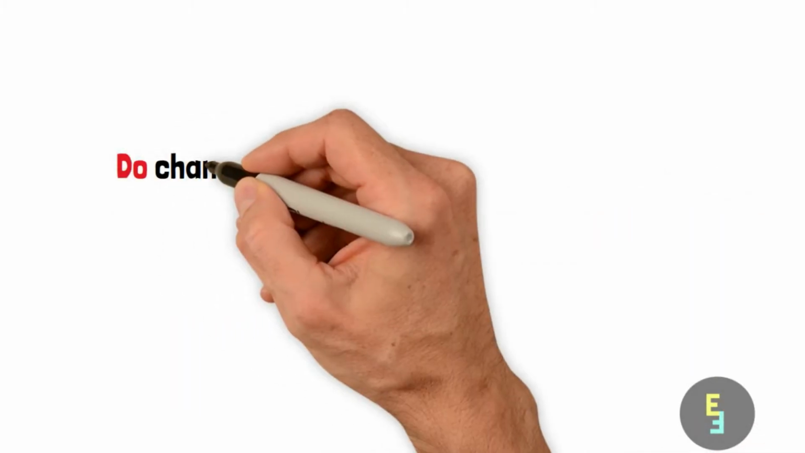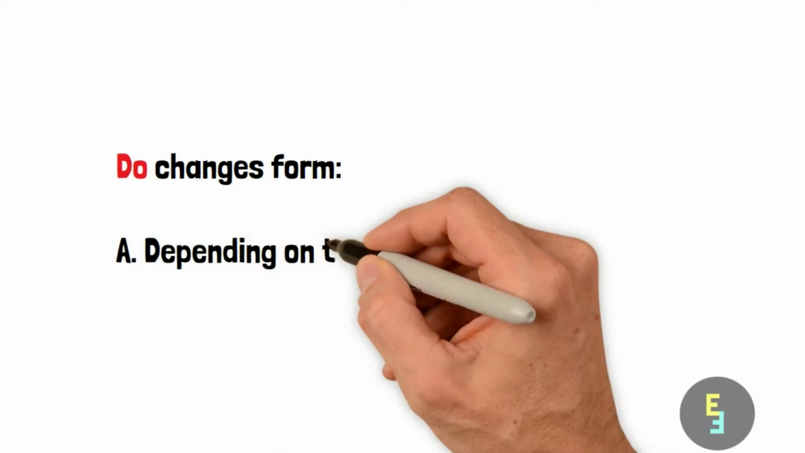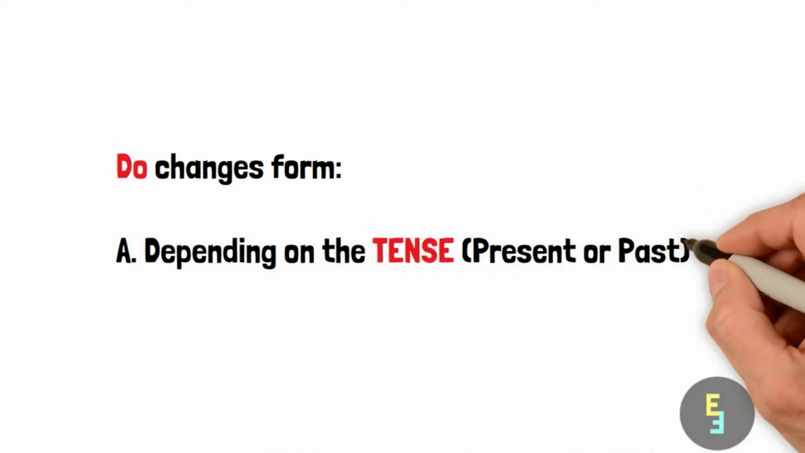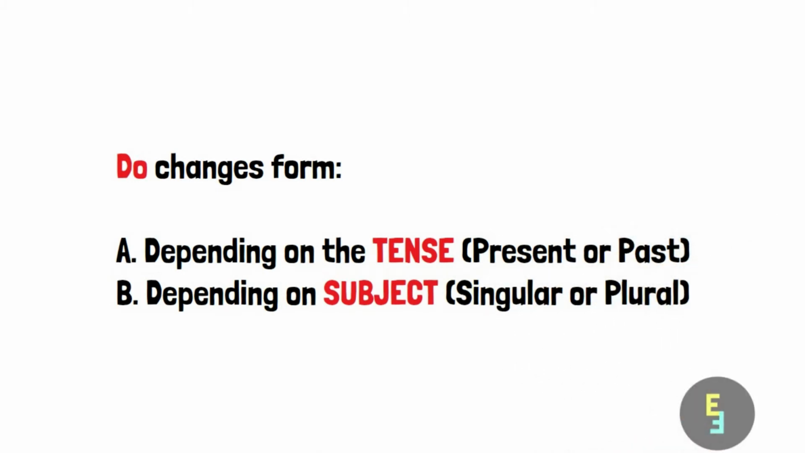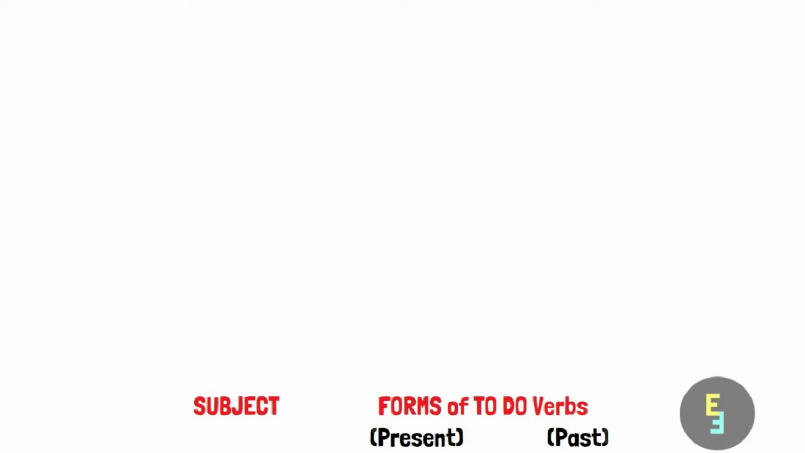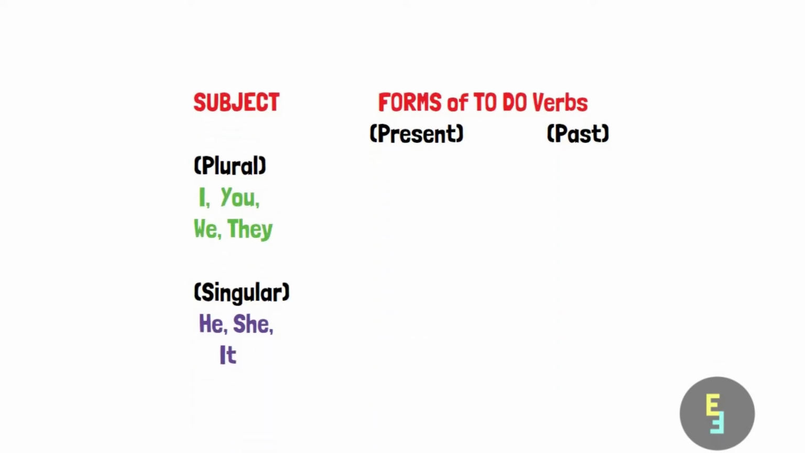To know when to change the form of to-do verb, we need to identify what tense of verb we are going to use, and whether the subject of our sentence is singular or plural. To better understand that, take a look at these illustrations. On the first column, we have the subject. The first group, which is in green text, are pronouns used as subject. These are plural subjects, except for pronoun I, which is a singular subject, and the pronoun you, which can be a singular or plural subject.